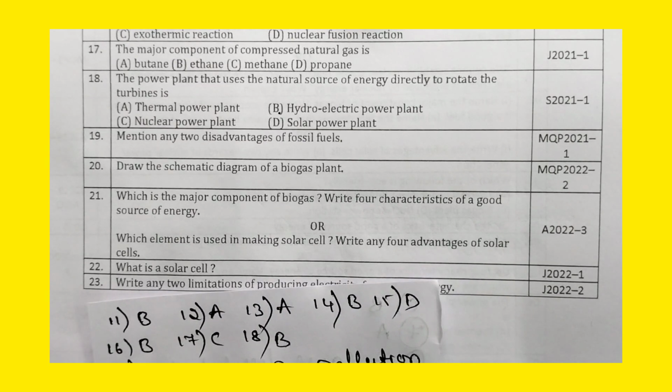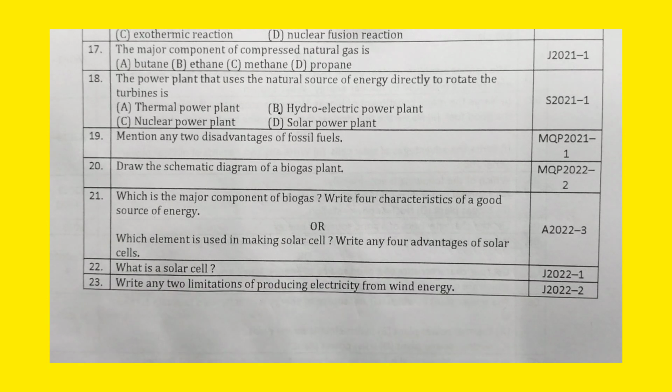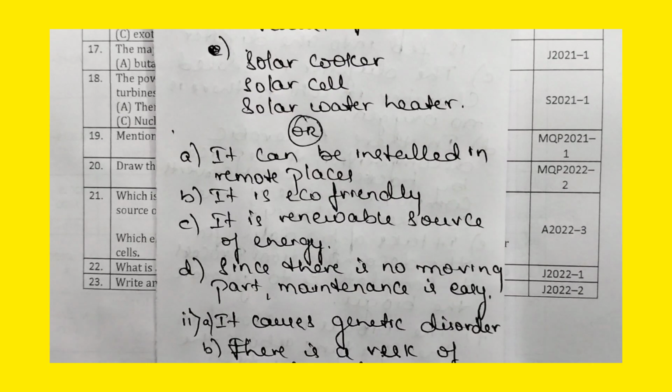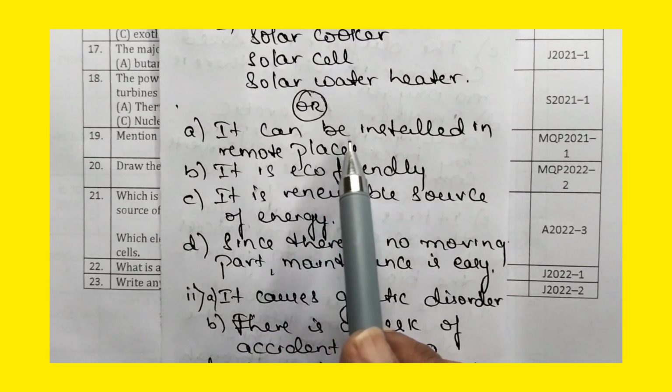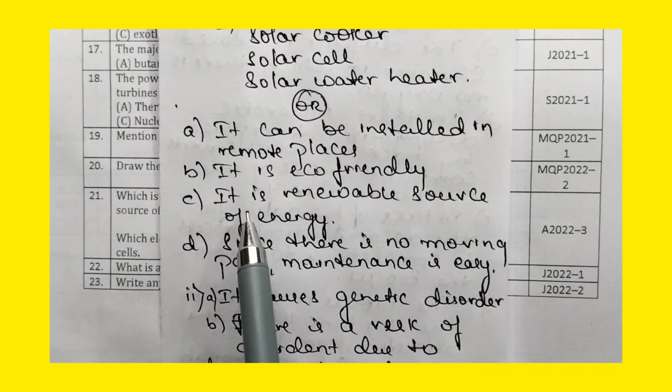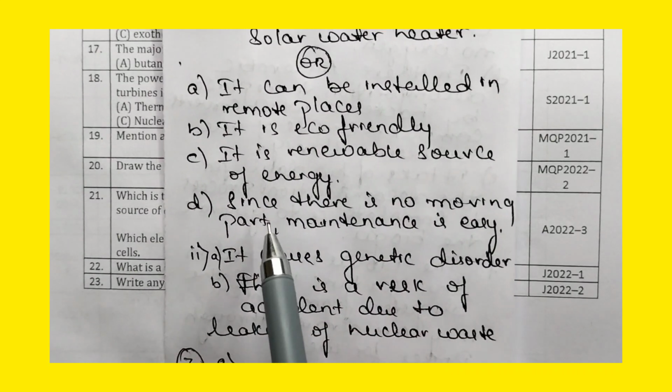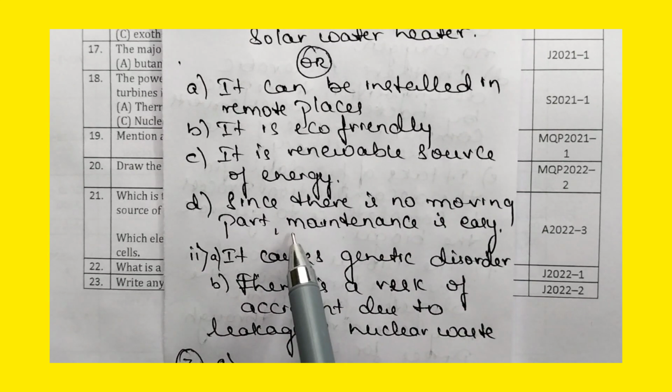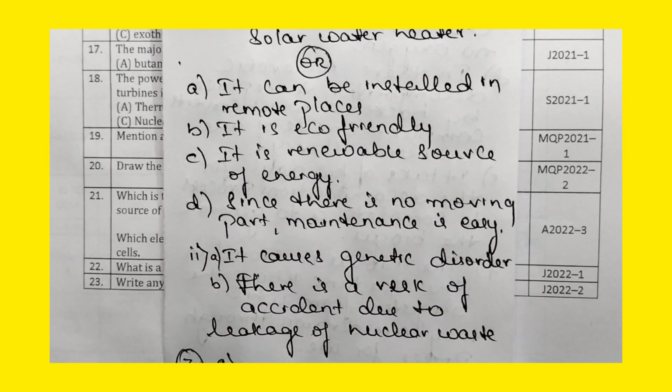Let us come to the advantages of solar cell. The advantages of solar cell are as follows. We have already answered that question. What are the advantages of solar cell? It can be installed in remote places. It is eco-friendly. It is a renewable source of energy. Since there is no moving part, maintenance is easy. So these are the advantages of solar cell.